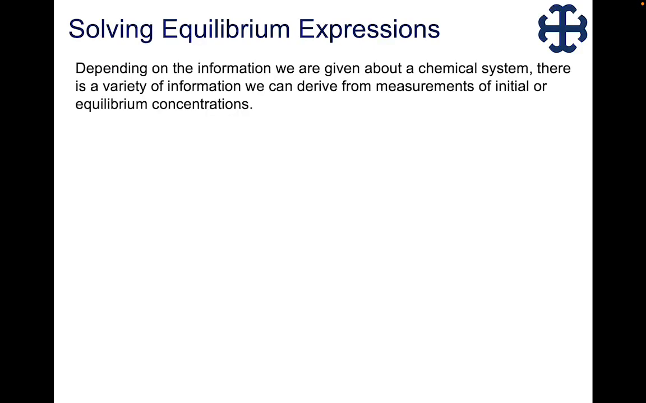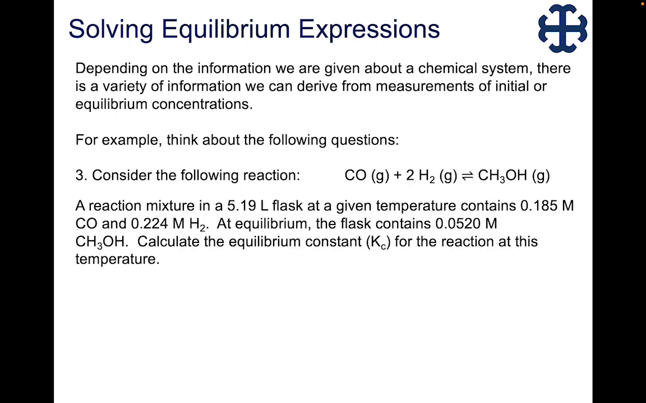So jumping right in, depending on the information that we're given for a chemical system, we can get a whole slew of other chemical information out. And that usually has to do with either our K value, our equilibrium constant, as it is also known, or the initial or equilibrium concentrations. And so let's put this to an actual chemical system.